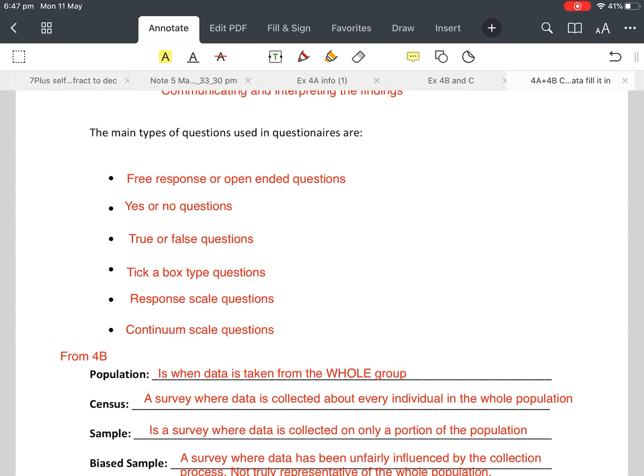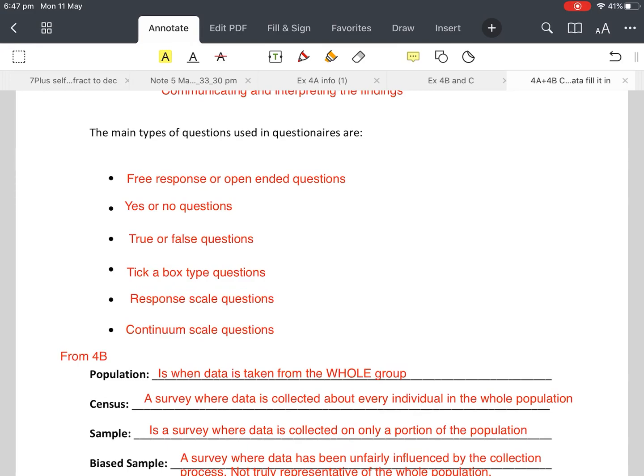Number 4, tick a box, exactly as it says. You give a couple of different selections and they've got to tick the box. For example, in the textbook it says, which of the following items of school uniform would you like to see changed? Boys have selections of shirt, trousers, shoes or pullover for them to tick from, and girls have blouse, skirt, shoes, pullover or jumper to tick from. Okay, the response to this question will give information about the particular changes wanted.